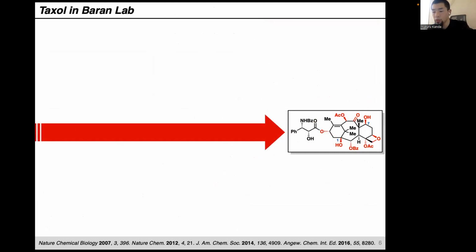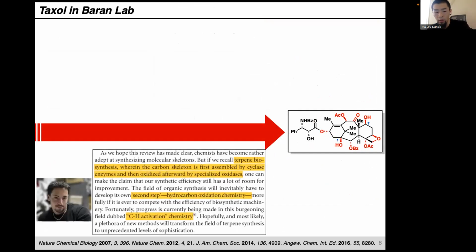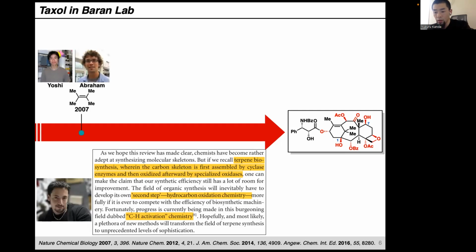This project took 13 years for the Baran lab to complete, and I'm not the one that was there for 13 years. I just joined the lab and worked on the project at just the right timing. I happened to be the last person to finish the project. So in 2007, the lab ambitioned to carry out terpene synthesis using CH maximization. And Yoshi and Abraham bravely took this initiative in the project and literally started from scratch with no data.